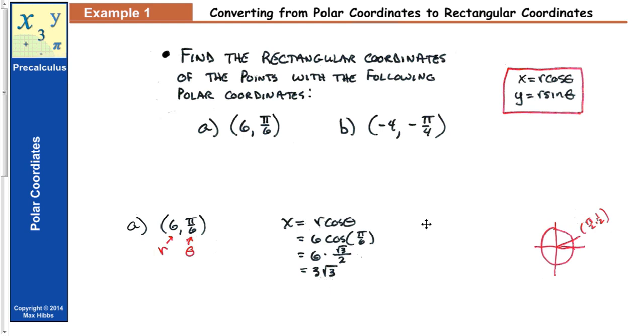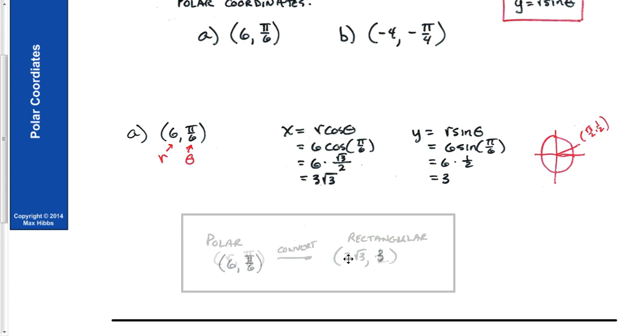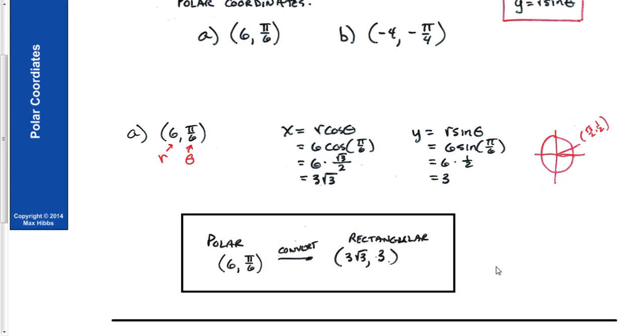Now, to calculate y, we're going to use the second formula. Y is equal to r sine of theta. So we replace r with 6 and theta with pi over 6. This time, when we calculate the sine of pi over 6, we get a 1/2. So we have 6 times 1/2 is 3. So the conversion is complete. The polar point is 6 comma pi over 6. When we convert to rectangular, we have an x value of 3 root 3, comma, a y value of 3. So we have done the conversion.